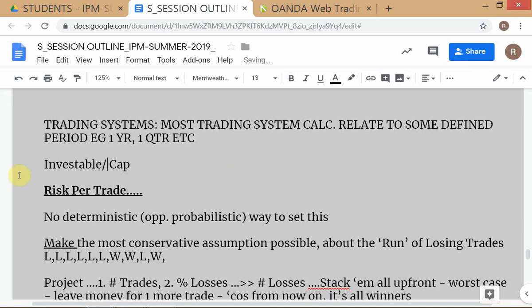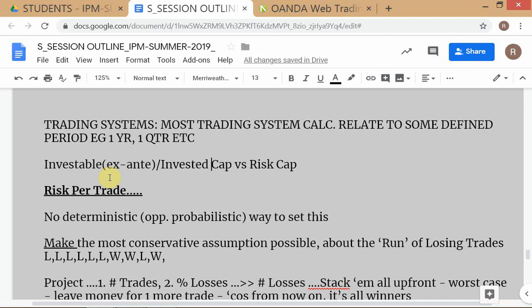Investable capital, and we have this concept of invested capital. We are making this distinction versus risk cap. Cap is for capital, okay? Everybody understand? Risk cap, very important distinction. Now I've used two words, investable. Investable is ex ante. In a sense, it's a kind of ex ante concept.